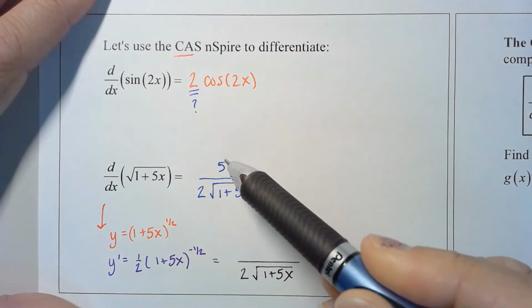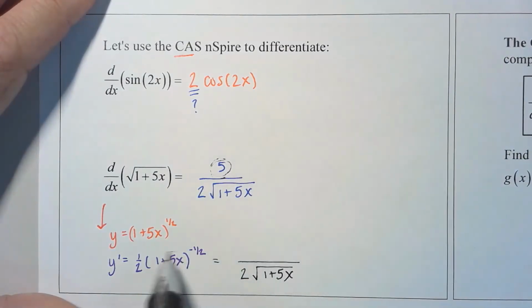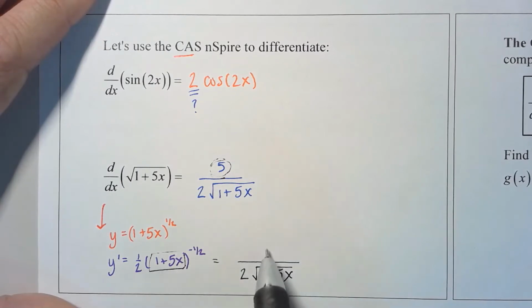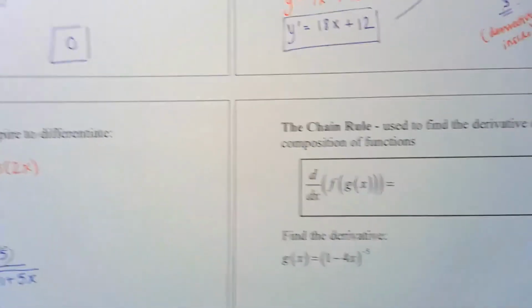What are we missing? We're missing this extra 5. Where do we think that 5 comes from? It's the derivative of the inside. Okay. So let's write this down and let's practice. Let's talk about first what I've been saying.